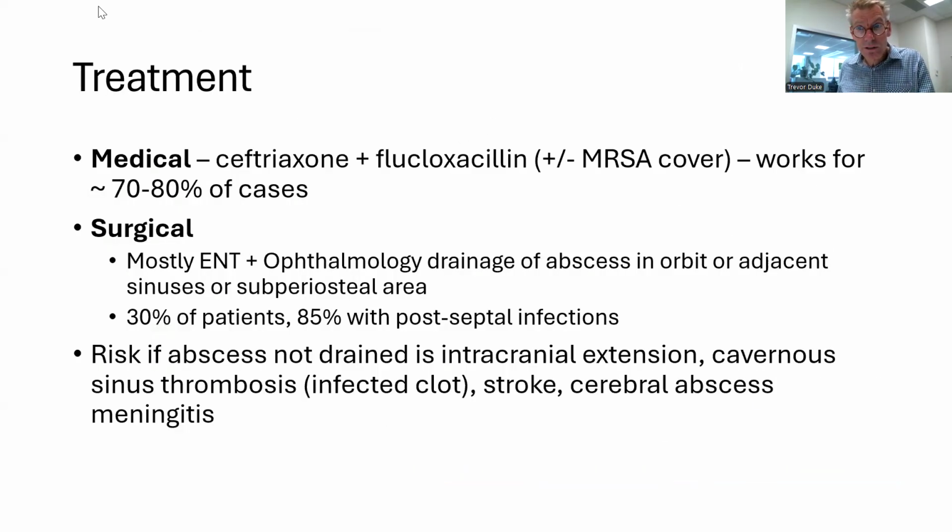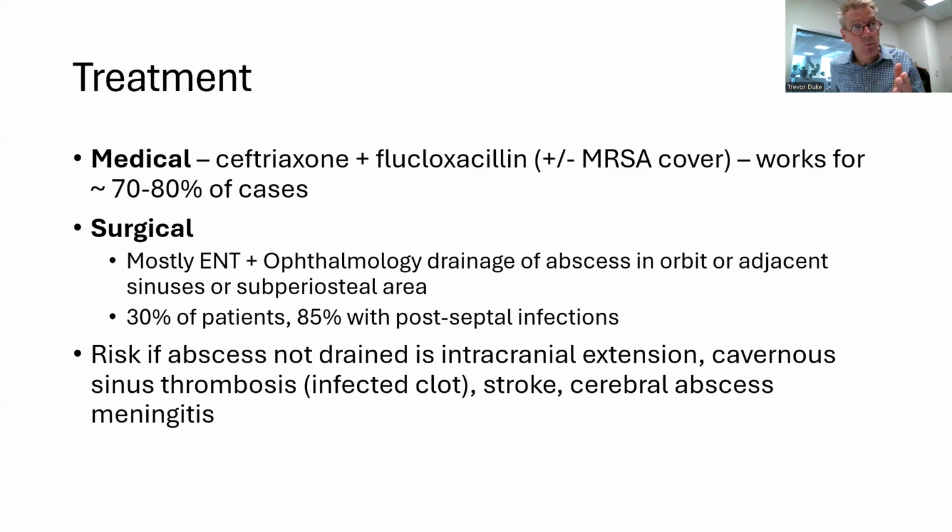The treatment for these patients is mostly medical. 70 or 80% of them will get better if you treat them with ceftriaxone and flucloxacillin, or if you suspect MRSA, then covering that with vancomycin or linezolid. Mostly, they get better with ceftriaxone and flucloxacillin. And that works in about 70 to 80% of cases where there's no evidence of orbital cellulitis, and you get onto it fairly promptly. But about 20 to 30% need a combination of medical and surgical treatment.